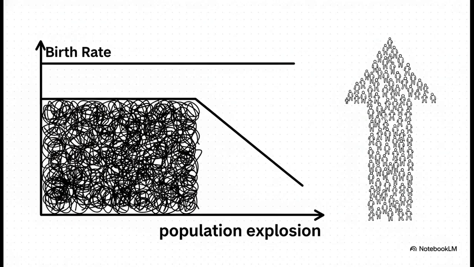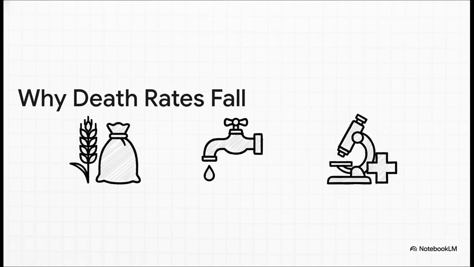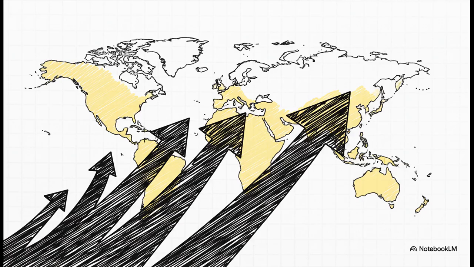This is the stage that really sparked those old fears about a population bomb, the idea that we'd run out of food. So why did the death rate drop so fast? Well, it was this perfect storm of innovation, better farming and more food from the Industrial Revolution, things we take for granted now, like basic sanitation and clean water, which stopped diseases from spreading, and of course, the beginnings of modern medicine.